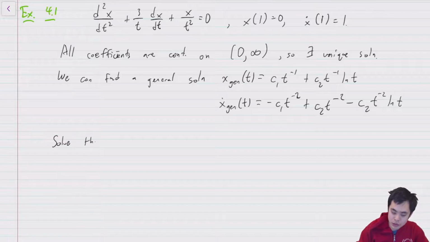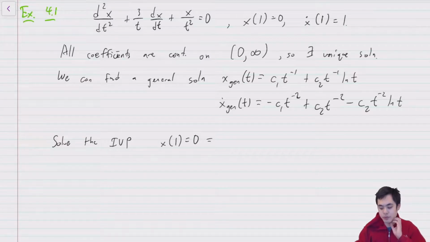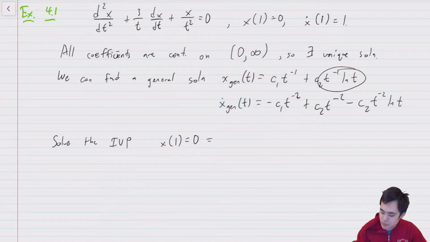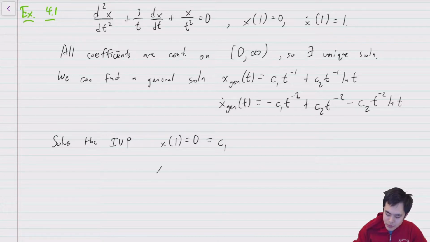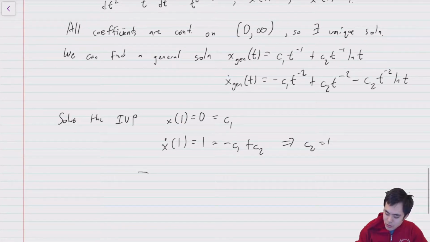And we can solve the initial value problem by plugging stuff in. So x(1) is equal to 0, and if you plug 1 into log of t, that's 0. So this thing becomes 0, and we are just left with c1 equal to 0. And we have x dot(1) equal to 1, which is equal to minus c1 plus c2, which implies that c2 is equal to 1. So if you already knew the general solution, we could solve the initial value problem, and x(t) is equal to t inverse natural log of t.